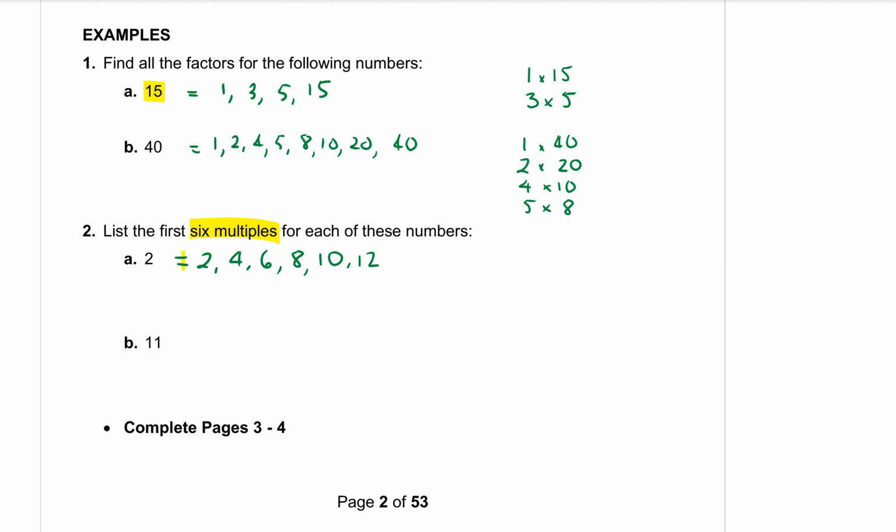Let's do it again for B. We want the multiples of 11. So 11 times tables. 11 times 1 is 11. 11 times 2 is 22. 11 times 3 is 33. 11 times 4 is 44. 11 times 5 is 55, and 11 times 6 is 66. We stop once we have our first 6 multiples. That's it, easy peasy. Nice, easy thing to start with today.